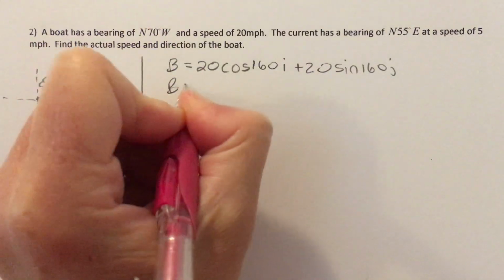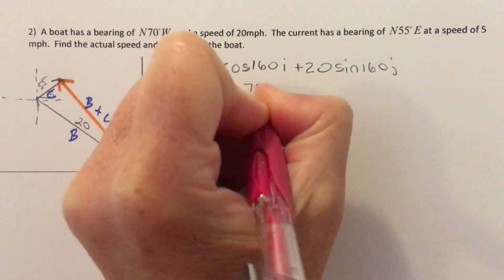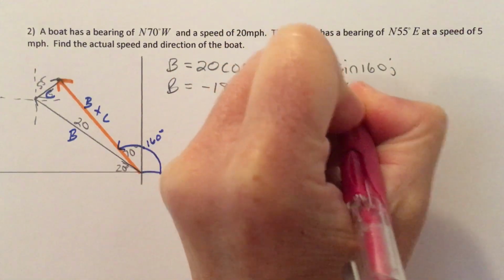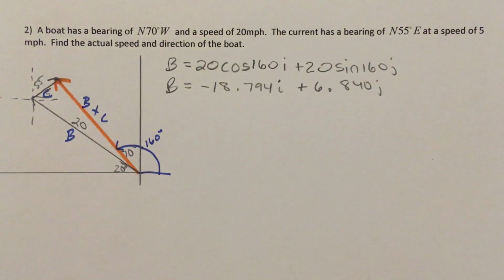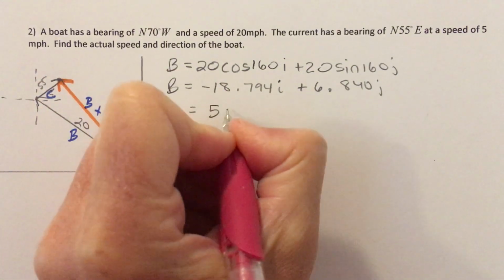Then type these into your calculator and you get negative 18.794 and 6.840.